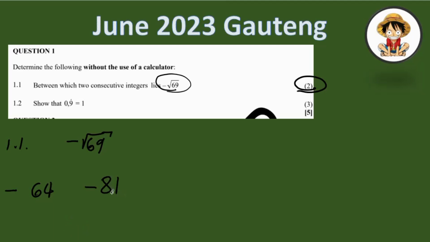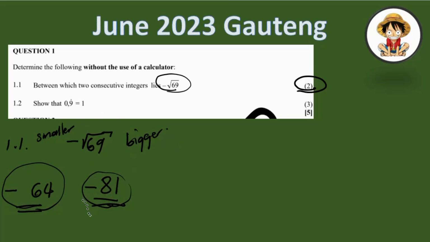Now, what happens is that I need to put a smaller number on the left, and I need to put a bigger number on the right. Right, so between negative 81 and negative 64, the bigger number actually is this one, and negative 81 is the smaller number because it's more negative. You see that? So now I'm going to rewrite it here.